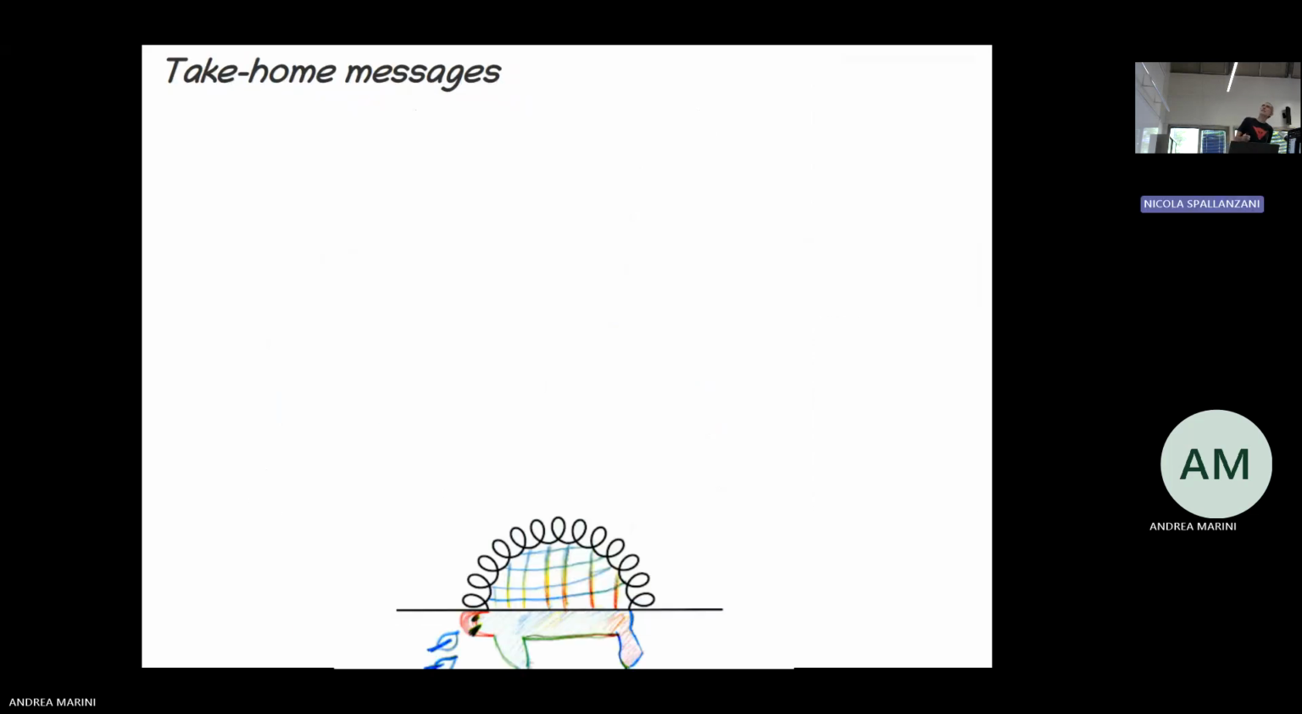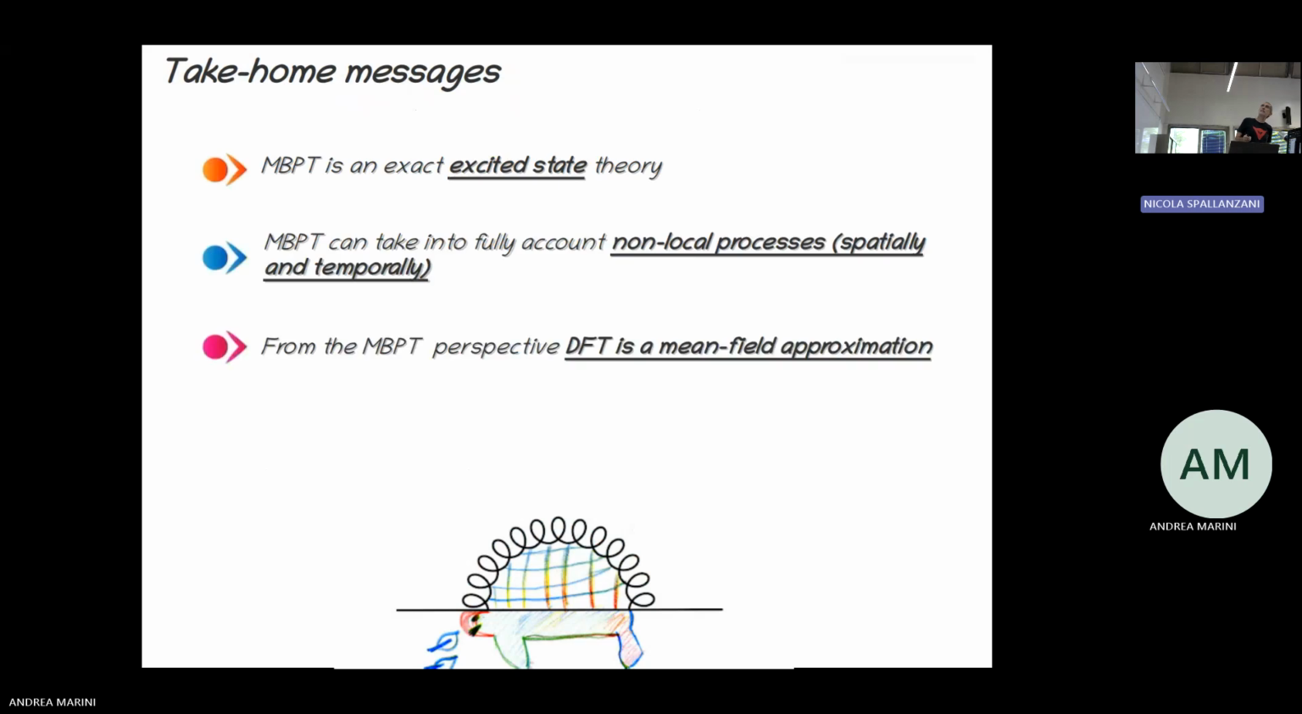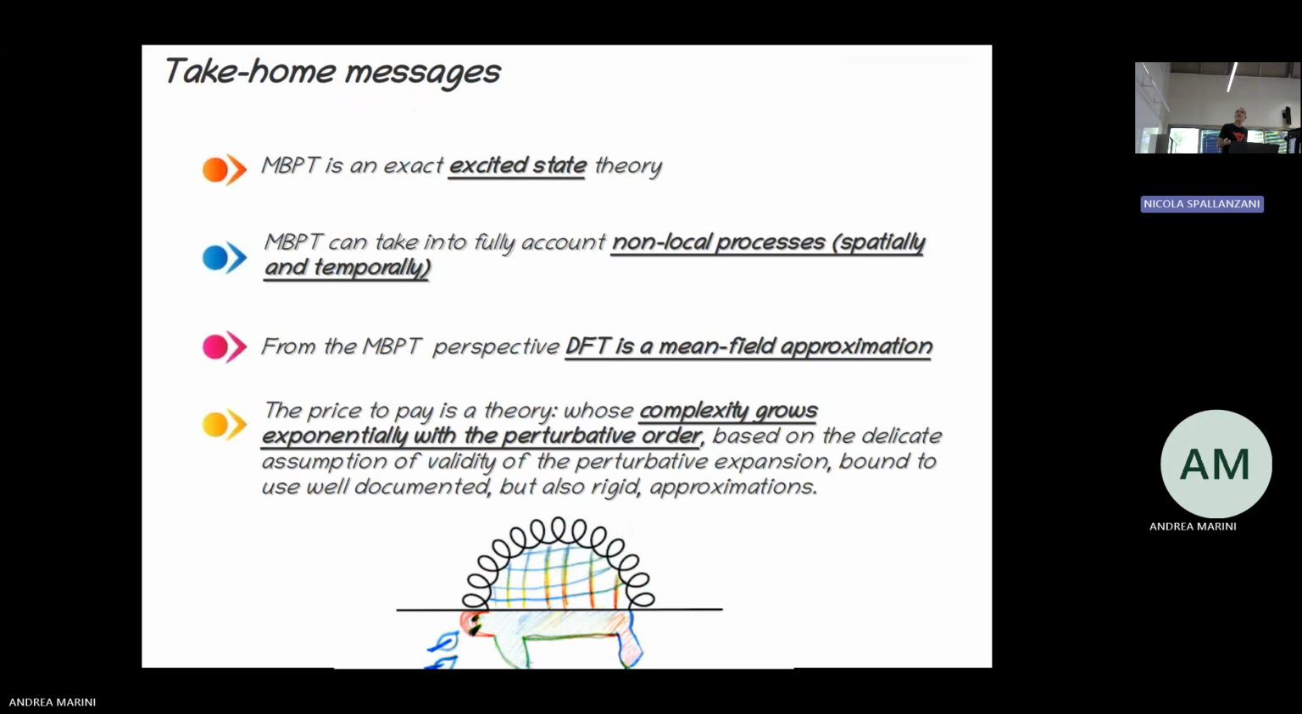Okay, so the take home message of this section is that many-body theory is an exact steady state theory. In many-body theory, you take into full account non-local processes, partially and temporarily. And from the many-body perspective, DFT is a mean field approximation. The price to pay is that the complexity grows enormously, exponentially with the perturbative order, with the kind of interaction, because it's a perturbation here.